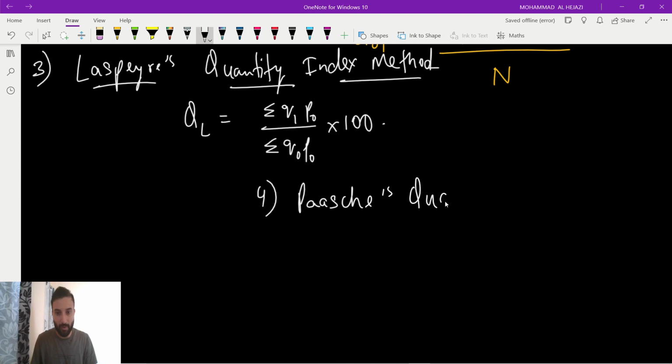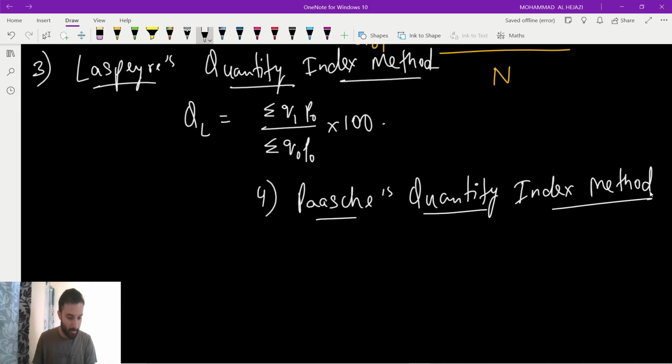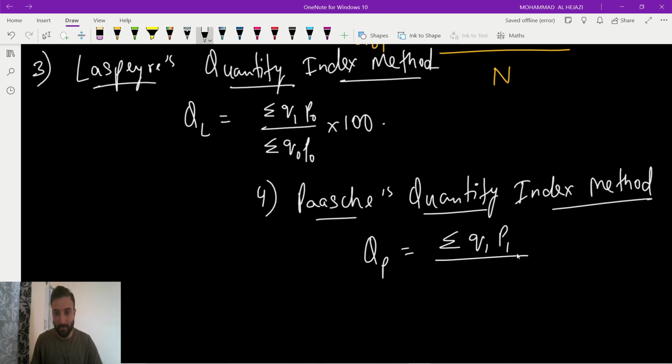Okay, now the fourth one is purchase quantity index method. Paasche's is called Q1 P0 by Q0 P0 into 100. Paasche's is P. Because it is the quantity index number, it will be QP. So it will be summation of Q1 P1 divided by summation of Q0 P1 into 100.